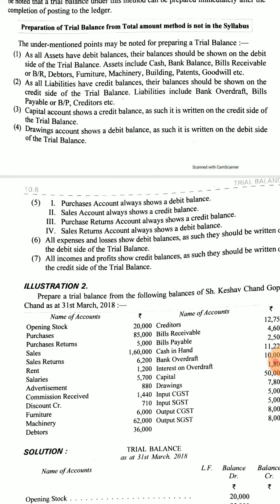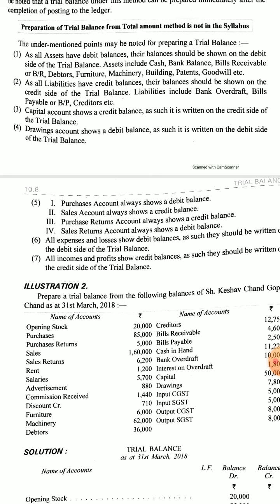First thing is, as all assets have a debit balance, their balance should be shown on the debit side of the trial balance. Assets include cash, bank balance, bills receivable, or BR, which is in short called, and debtors, furniture, machinery, building, patents, goodwill, etc. These must be directly written in the debit side. All liabilities like overdraft, bills payable, or creditors must be written in the credit side.